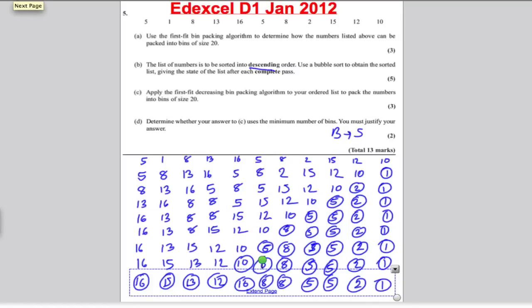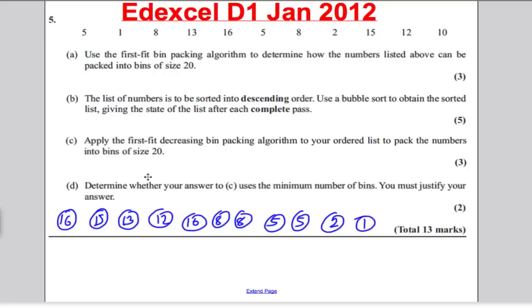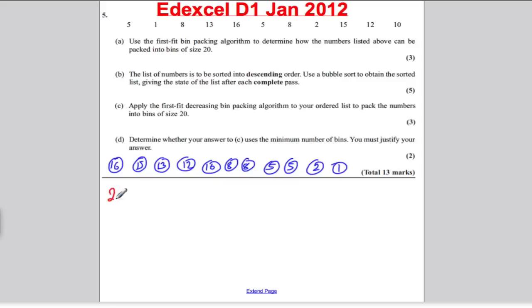Okay, and next we're going to move on to part C. It says apply the first fit decreasing. Well, they're in decreasing order, so let's have a go at doing this now. Okay, this 16 would fit in here. This 15 would have to go into its own 1. This 13 would have to go into its own 1. This 12 would have to go into its own 1. And this 10 here would then have to go into its own 1.